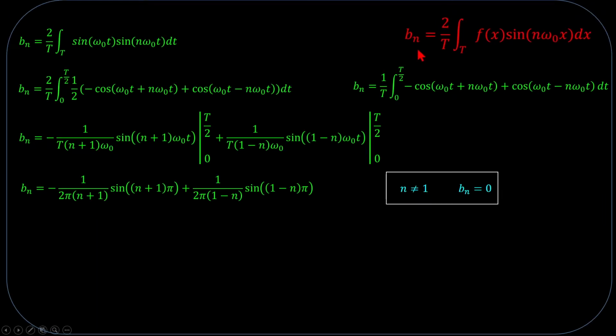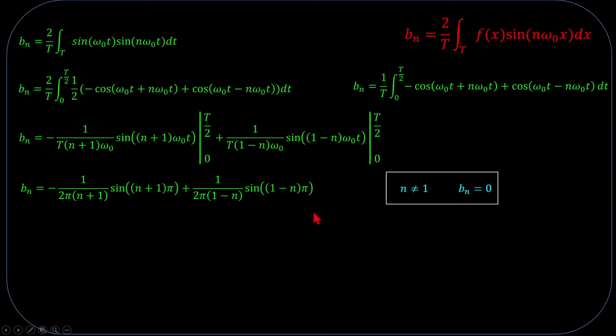Then we continue for bn. We need to calculate this integral. f(x) is sin(ω0t). We do the integration from 0 to T/2. Basic calculation, we get to here. It turns out that these two terms cancel each other, so bn is 0. But this is only true when n is not 1, because if n is 1, here we have 1 minus 1 in the denominator, which is not possible.